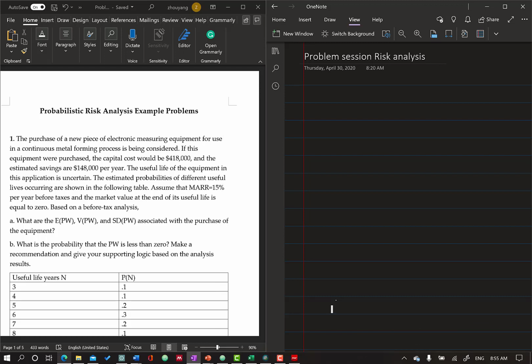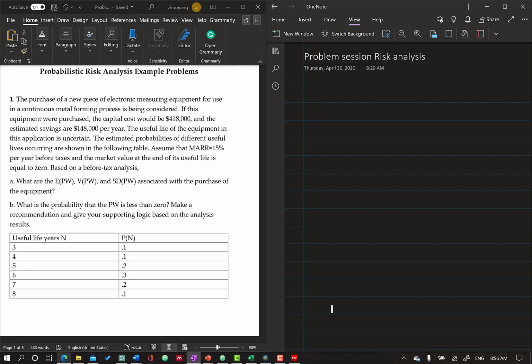Today we are covering 4 problems in the risk analysis. So one for discrete random variable, and one for 2 random variables, and one for continuous random variable, and one example for decision tree. So the first problem is about the discrete random variable.